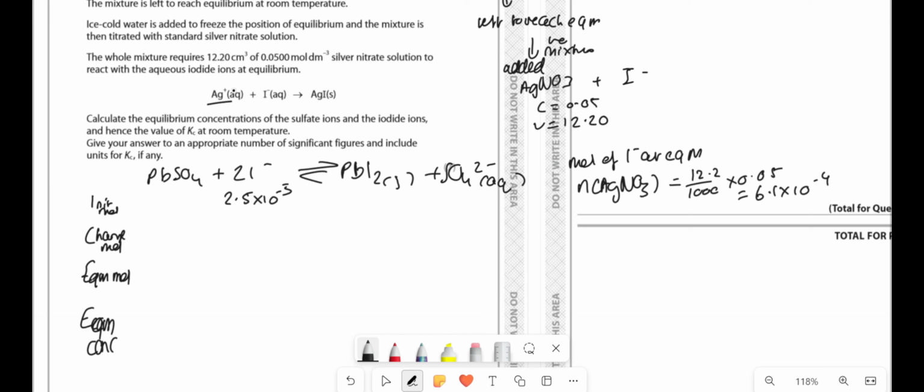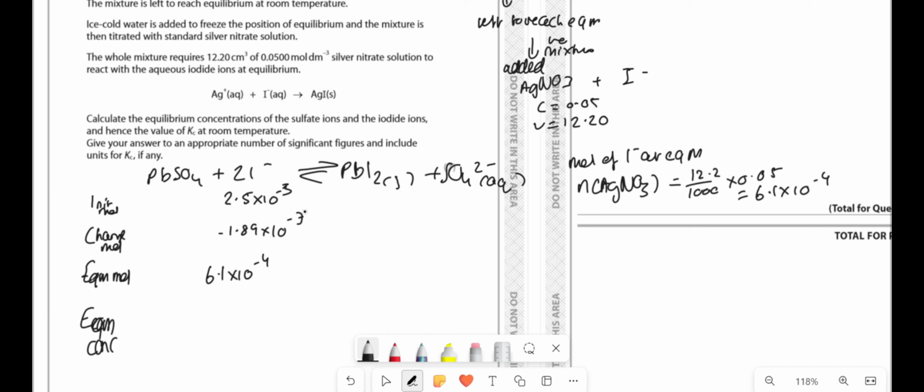They're in a 1-to-1 ratio, so 6.1 times 10 to the minus 4 moles of this needed to react with that. So now I know at equilibrium I had 6.1 times 10 to the minus 4 moles of the I minus from the first equation. Cool. So now we can work out the change in moles from this by doing 6.1 times 10 to the minus 4 minus 2.5 times 10 to the minus 3. So we know that this fell by minus 1.89 times 10 to the minus 3 moles, the change.